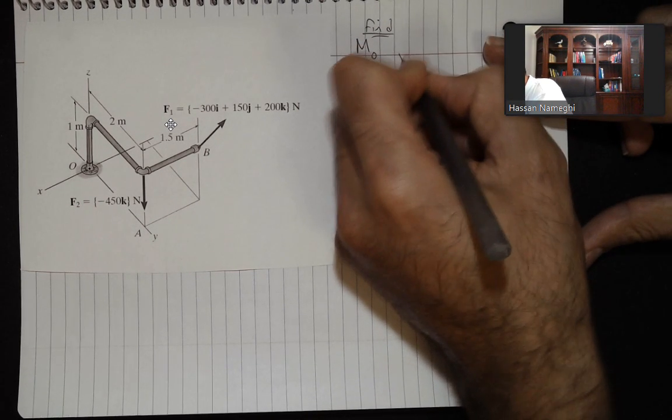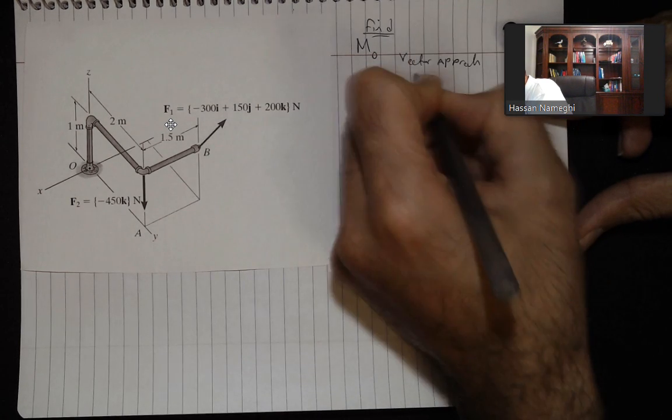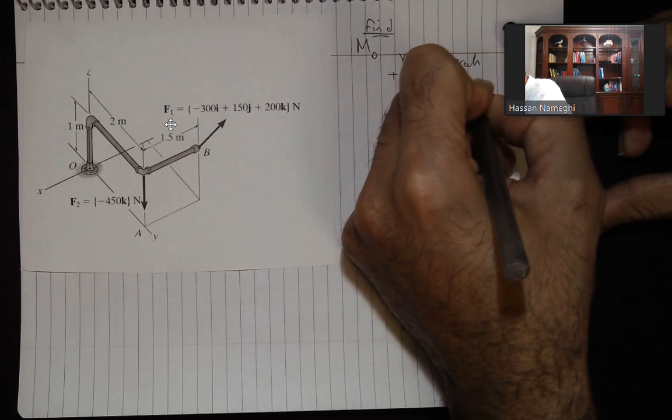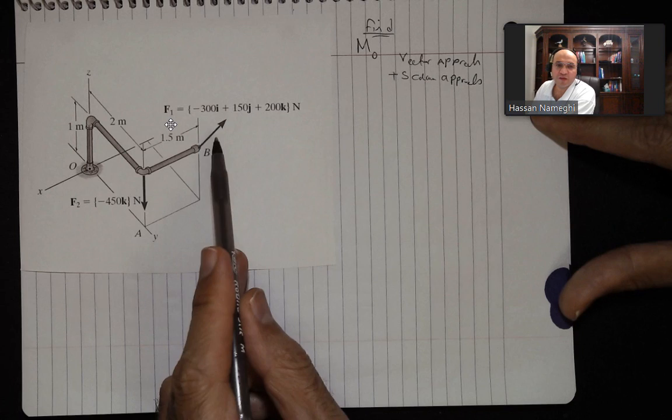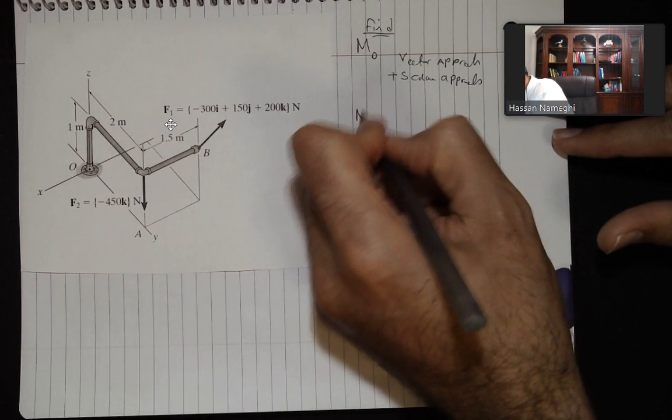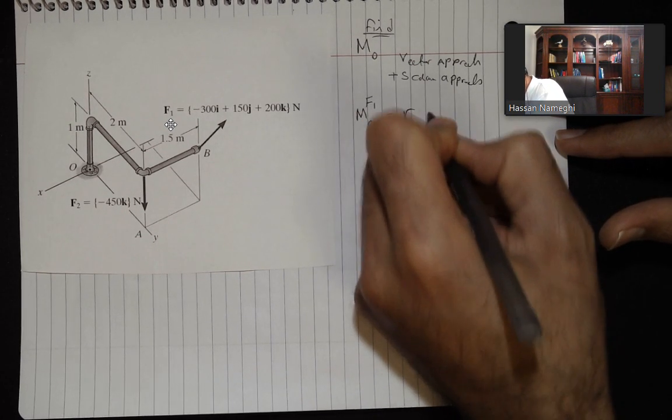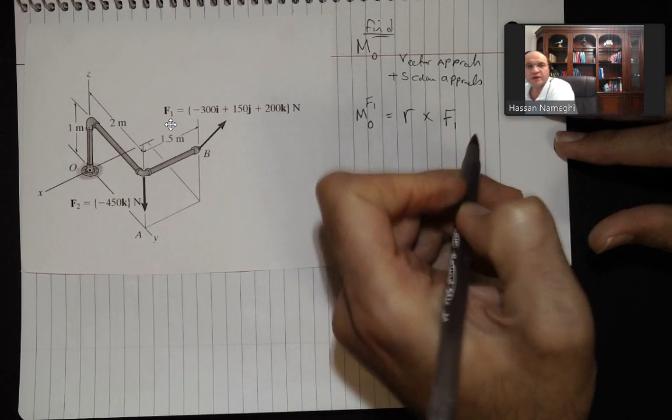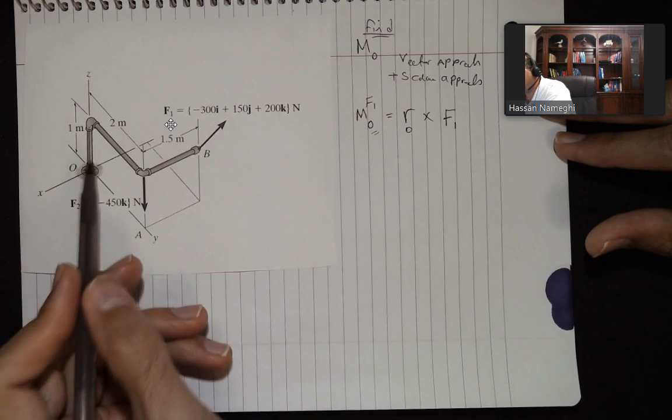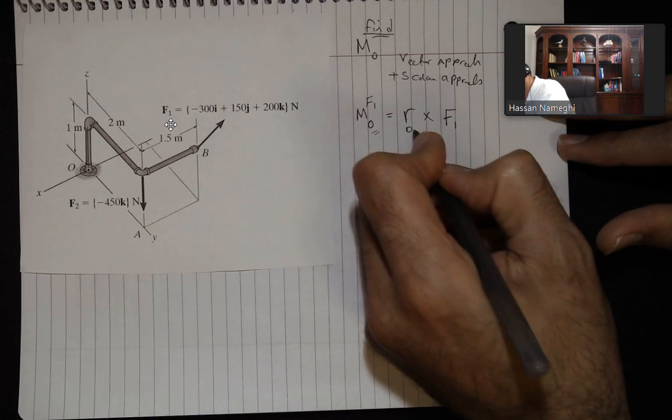So I want to use the vector approach and the scalar approach. On the vector approach, I have to say again, for force F1 and force F2. Remember, the moment about point O from the force F1 is equal to R cross the force F1. So the R starts at the point O and goes to where the force F1 is. The force F1 is at point B, so it's going to be ROB.